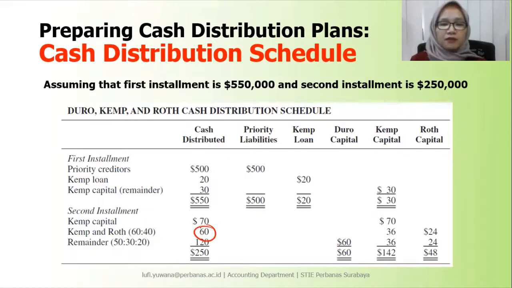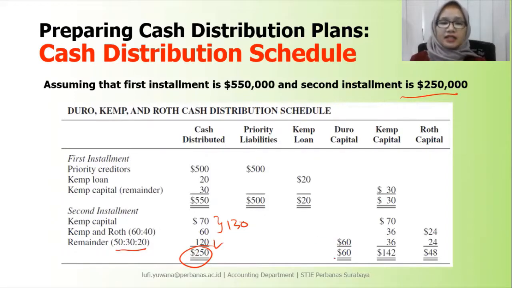I hope that you still remember where the $60,000 comes from. Of course, it comes from the previous calculations related to the allocation for both Cam and Rod after Duro already has a zero balance for the capital. And the allocation for Cam is 36 and for Rod is 24, based on this ratio. And the last, as the remainder allocation, it should be 120. Why should this amount be allocated? Because the second installment would be 250 and both Cam and Rod already received 130. So the remainder is 120, and this amount should be allocated to each of Duro, Cam, and Rod's capital based on the percentage or the ratio for the profit and loss.